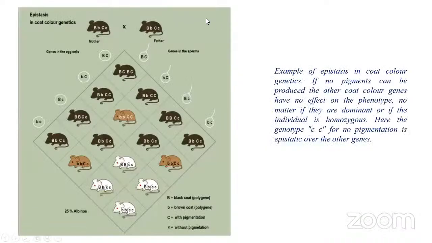Take another example of two mice which are black in color. The coat color is black. If there is a cross between the two black mice, you will see that out of 16, 25% of the mice born from this father and mother will have no color. How is it possible? It is possible only because of gene interactions, that means the genes are interacting with each other.